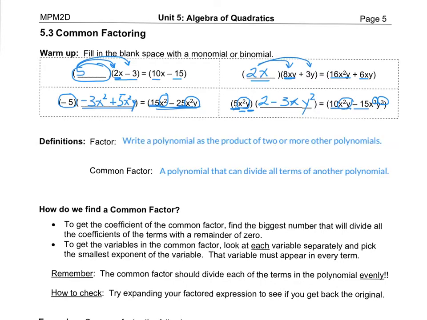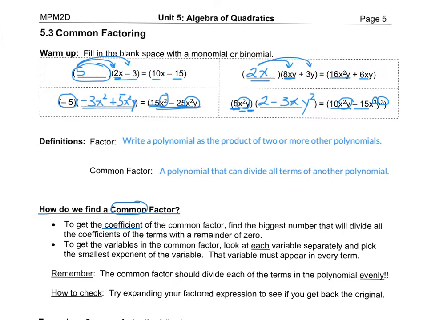And a common factor is a polynomial that can divide all terms of another polynomial. That might sound really confusing, but we're going to walk through how we can find a common factor. So to get a common factor, it's really this word right here: what does every term in our polynomial have in common with each other? To get the coefficient, so the number in front, for our common factor, you want to find the biggest number that will divide all the coefficients of all the terms in your polynomial with a remainder of 0. In other words, it divides it evenly.